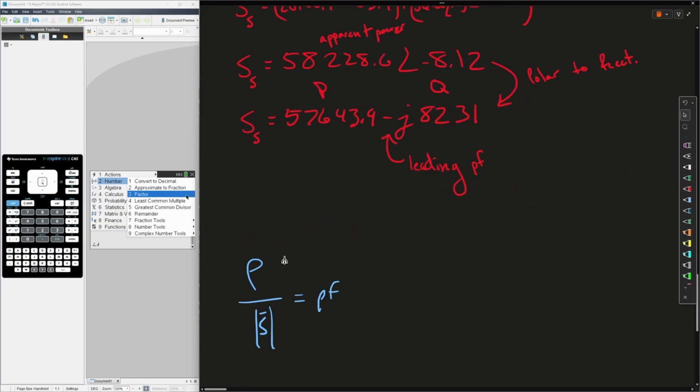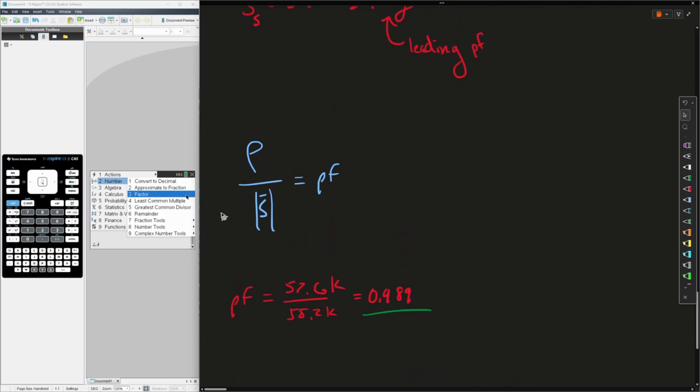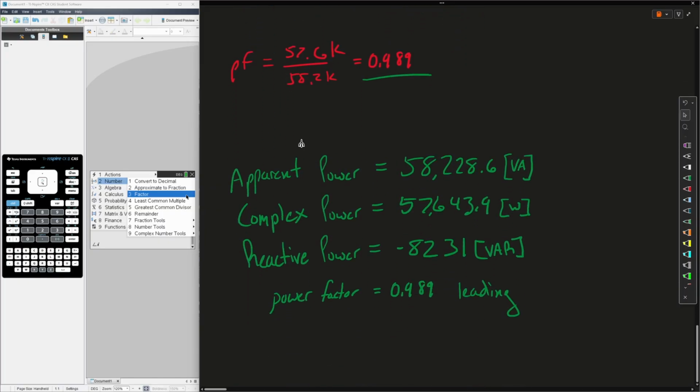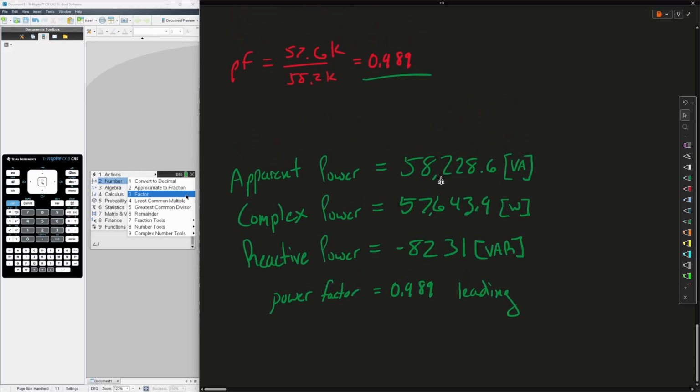And to find that, you'd have your average power over the magnitude of the complex power, which would get you your power factor. And if we divide both of these together, you get a power factor of 0.989. And so taking from everything we have up here, your apparent power is 58,228.6 volt amps. Your average power is 57,643.9 watts. Your reactive power is equal to negative 8,231 VARs. And your power factor, which is leading, would be 0.989.